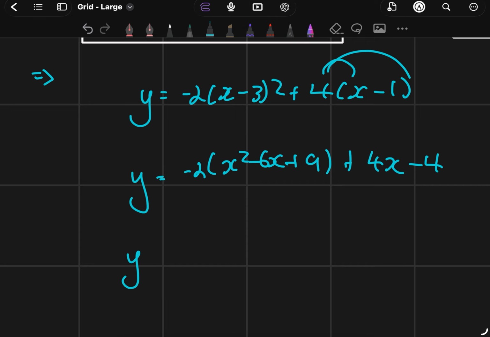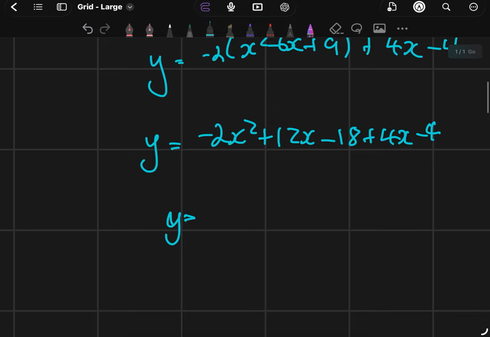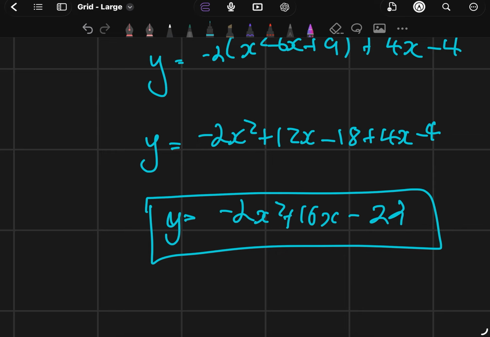From here, we can distribute the -2, plus 12x minus 18 plus 4x minus 4. And when we combine like terms, we get y equals -2x squared plus 16x minus 22. And that is our final answer.